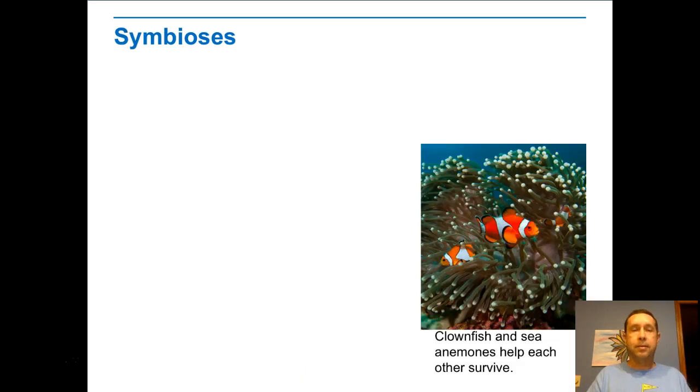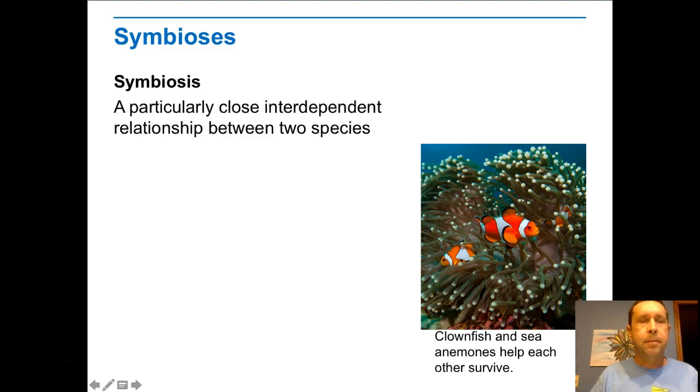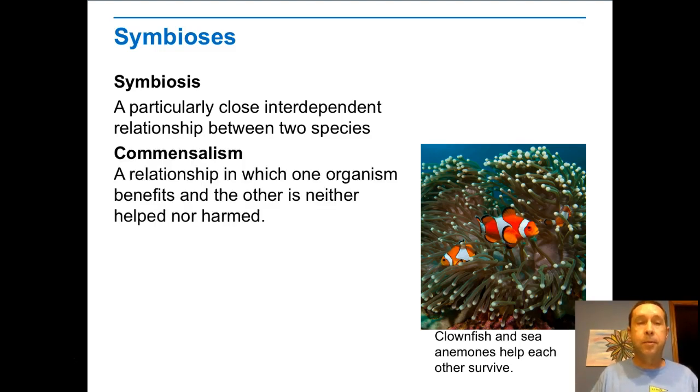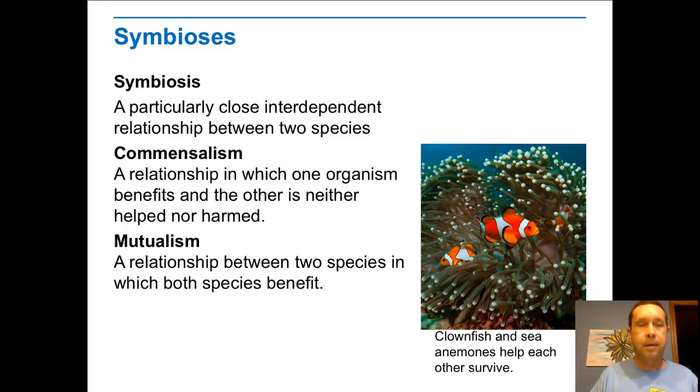That's a keystone species. So symbiosis is a particularly close interdependent relationship between two species. There's a strong relationship between these species. Now, what that relationship is can vary from species to species. Commensalism is one type of symbiotic relationship. It's a relationship in which one organism benefits and the other is neither helped nor harmed. Spanish moss growing on trees would be an example of this.